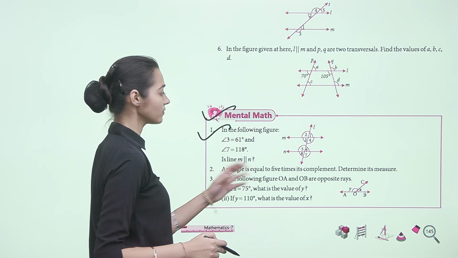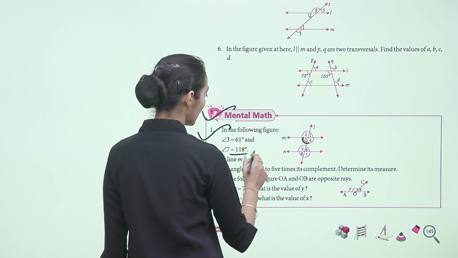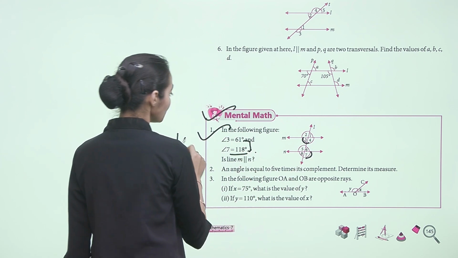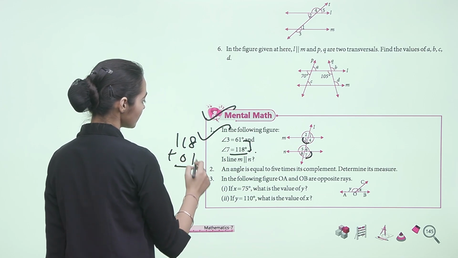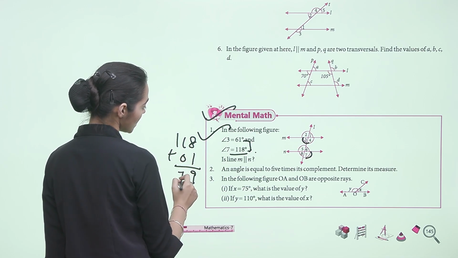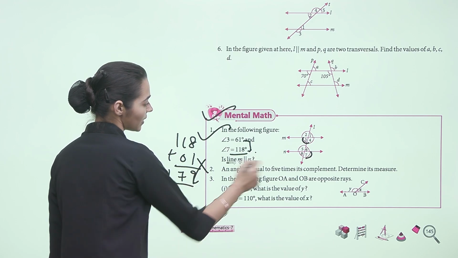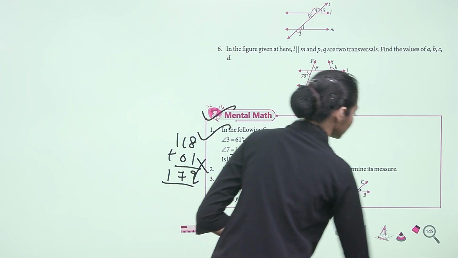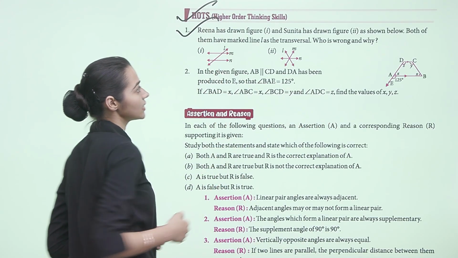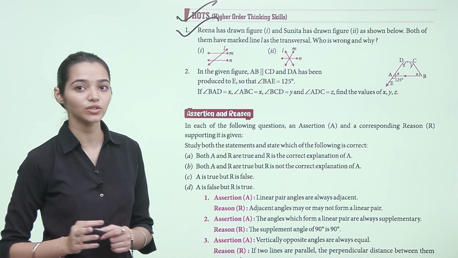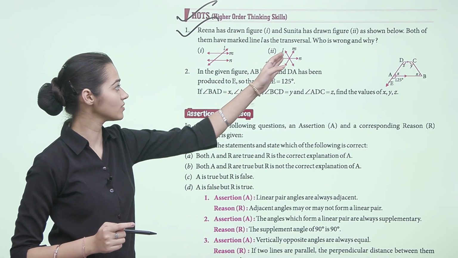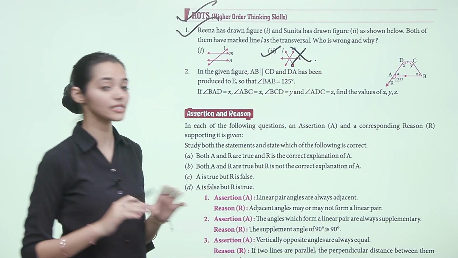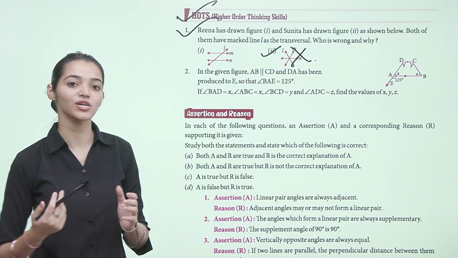Mental maths in the following figure. Here we are given angle 3 is 61 degree and angle 7 is 118 degree. When you add both of these, that is 61 plus 118, 179. So no, they are not parallel lines. That's how you can solve the remaining ones. Next is our notes. Here we have said that Reena has drawn a figure and Sunita has drawn figure 2. Both of these are marked line L as a transversal. Who is wrong and why? So the second is our wrong one, because it is between the parallel lines, not the intersecting lines. That's how you can solve the remaining ones.